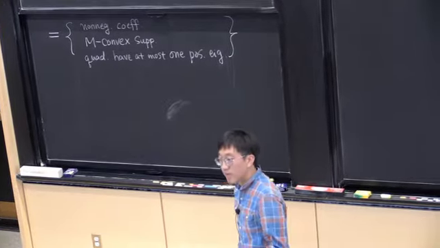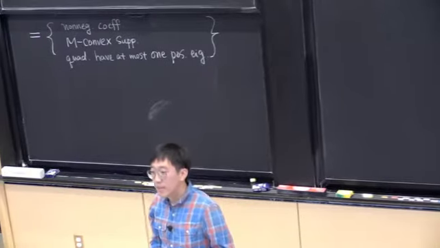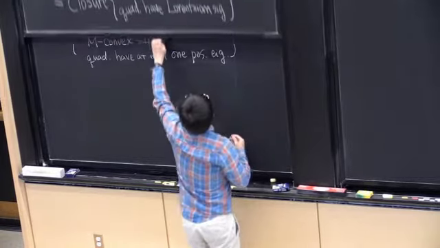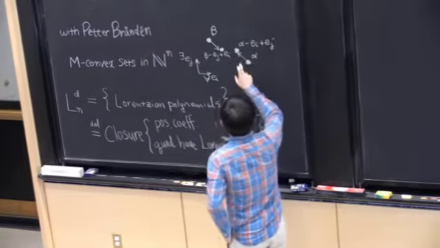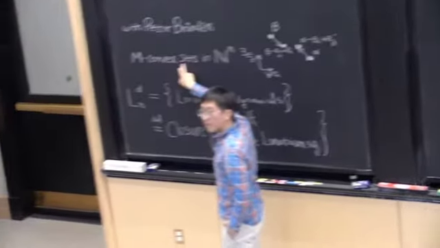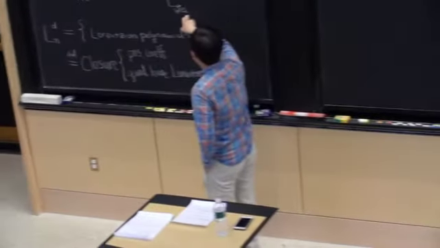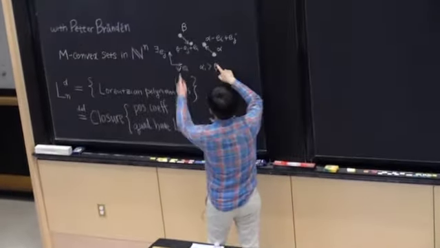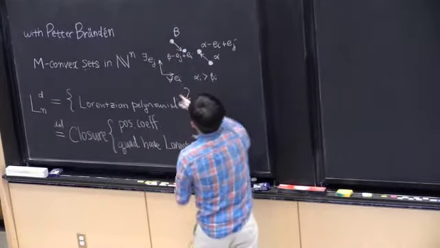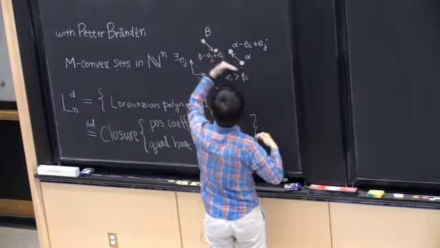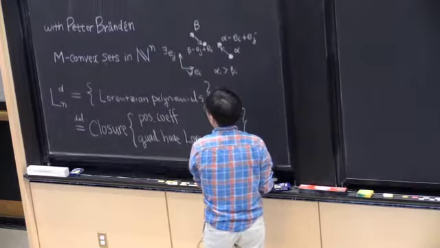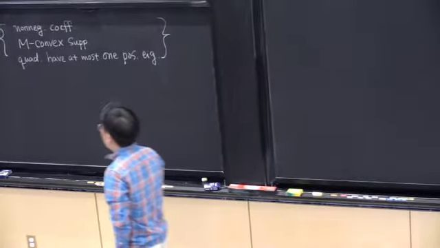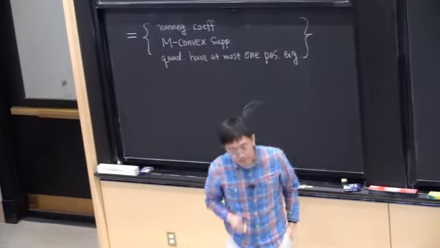No, i and j are just two different coordinate directions. So given any alpha and beta in a given M-convex set, and for any i with the property that alpha_i is larger than beta_i, that's why I've drawn alpha farther to the right, there should exist j so that beta_j is larger than alpha_j. That was one of the first theorems.